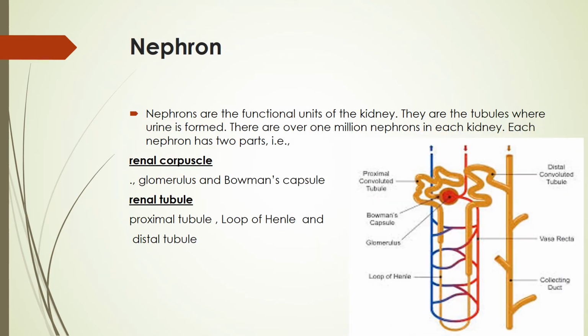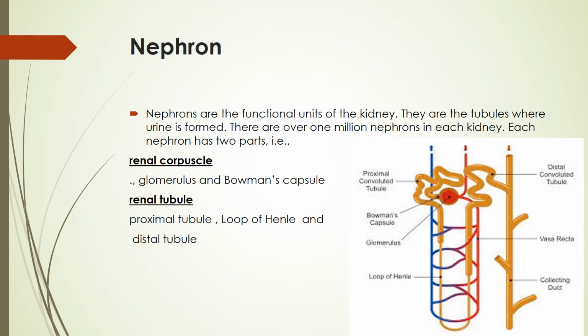Nephron. Nephrons are the functional unit of the kidney. As the functional unit of the human body, we have studied the cell. Similarly, the functional unit of the kidney is the nephron. They are the tubes where the urine is formed. There are over 1 million nephrons in each kidney.